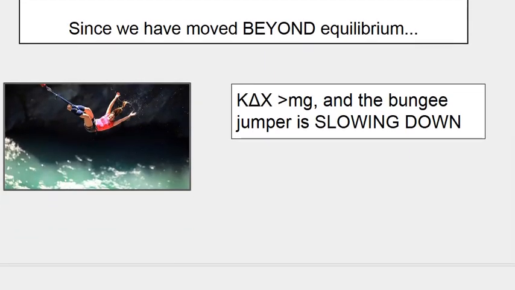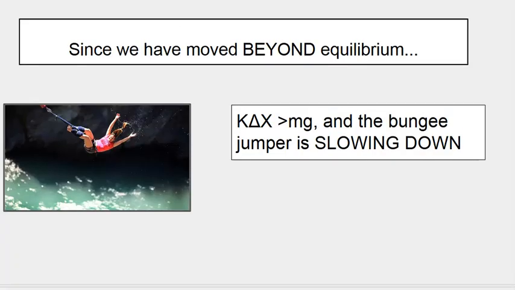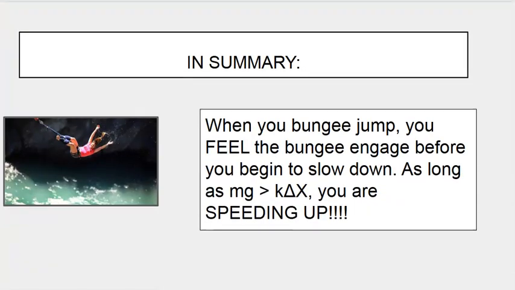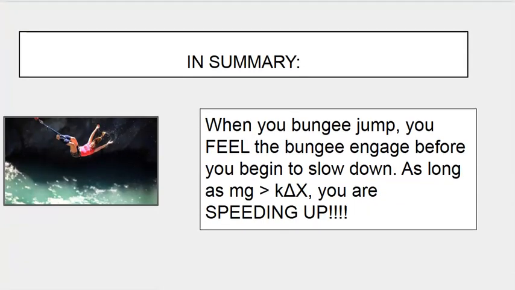All right. K delta X is bigger than mg. The net force is opposite the motion, and therefore there's more negative work done than positive work done. So in summary, if you haven't written this down yet, when you bungee jump, you feel the bungee engage before you begin to slow down. As long as mg is bigger than K delta X, you are speeding up.